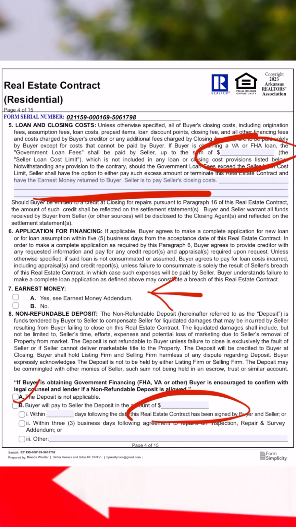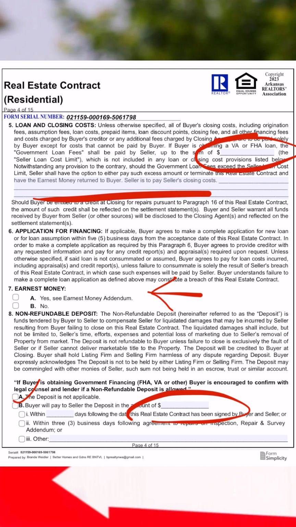documents. Now, there's a couple of things to keep in mind. If your buyer is getting a government loan, that buyer is recommended to seek legal counsel as to whether or not you can actually do a non-refundable deposit. So if your buyer selected a government loan on page 1 and they're also doing a non-refundable, make sure to ask your agent to check and make sure that that is something that they can even do.